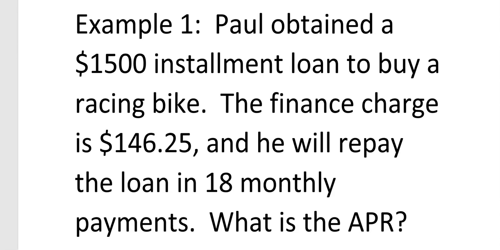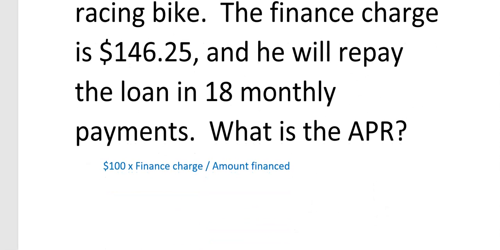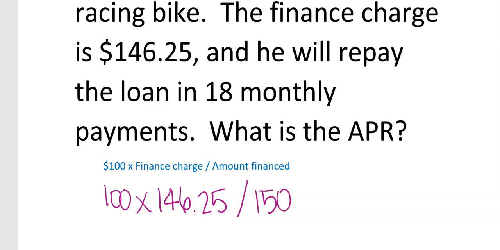So Paul got a $1,500 installment loan to buy a racing bike. The finance charge is $146.25. He will repay the loan in 18 monthly payments. What is the APR? Here's the formula we're going to use. $100, because the table we're using has something to do with 100 at the top. That's in the formula. The finance charge is $146.25. I'm just following the formula I have in blue, and we're going to divide it by the amount financed, which was $1,500.